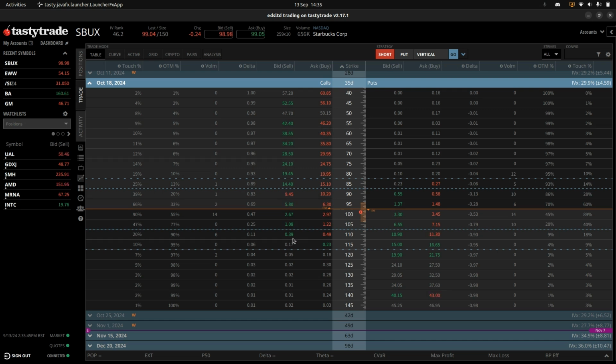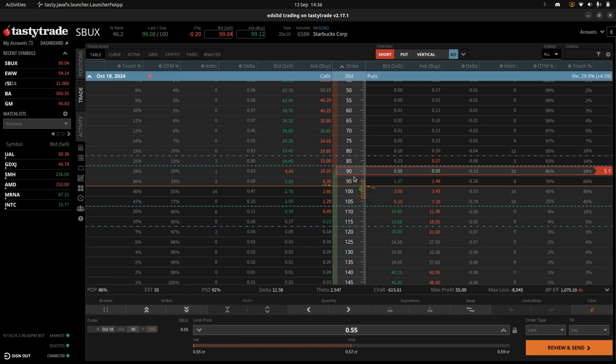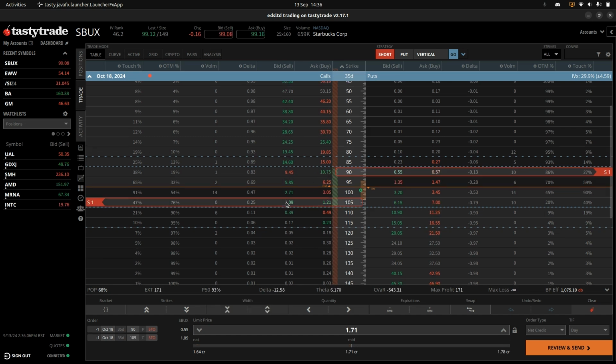So what we want to do is, personally, I like to go with anywhere from a 16 to 20 delta. So if you look on the put side, there is no 16 to 20 delta on this side. However, there is a 13 delta at the 90 strike. And if we go over to the call side, there is the 25 delta. So a little bit light on the put side, a little bit heavy on the call side.